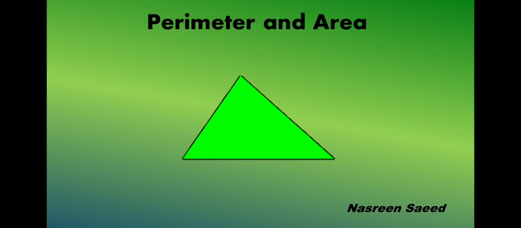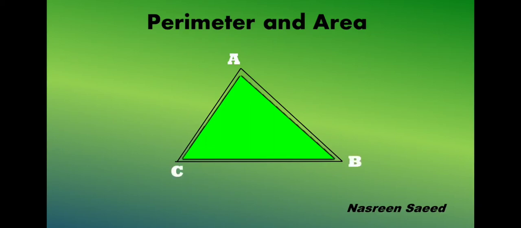Now which shape is this? Yes, it is a triangle. And how many sides does a triangle have? A triangle has three sides. Now again if I want to know the perimeter or the length of the sides, what can I do? I can measure all the three sides. Then if I mark all the three sides, the sides will be A, B and C.